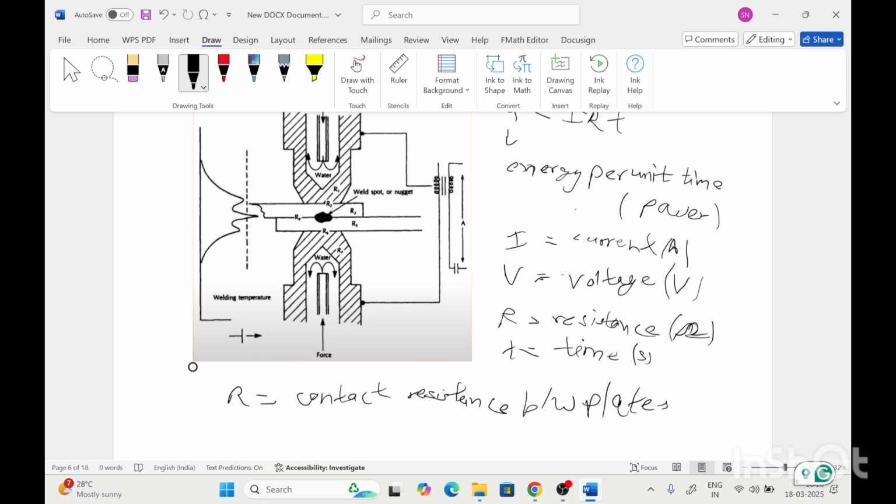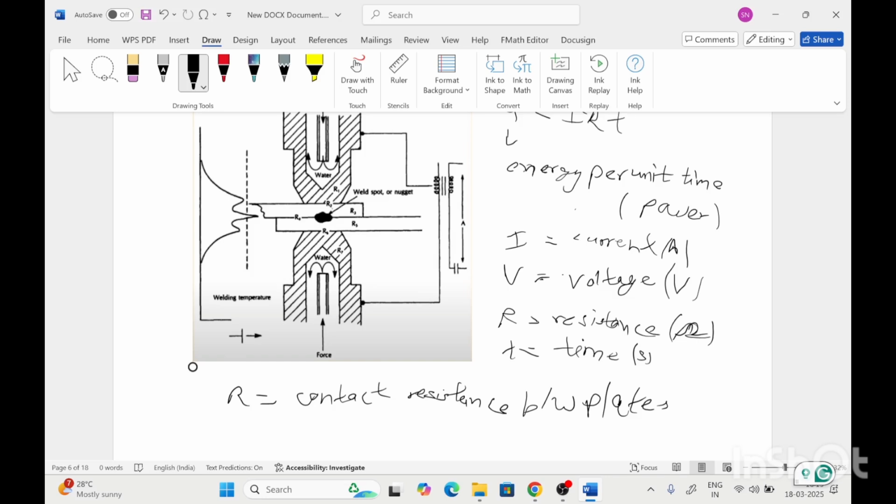But there are other resistances also, of the electrode and working plates. But the resistance of the electrode and the plate should be less than the contact resistance, to generate the heat to form the spot weld.